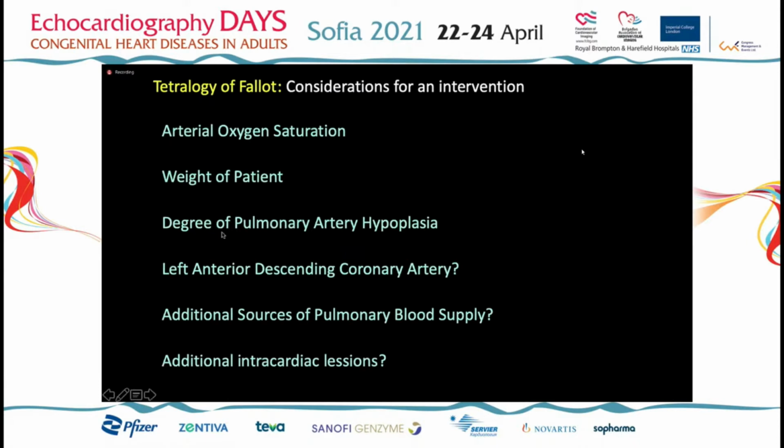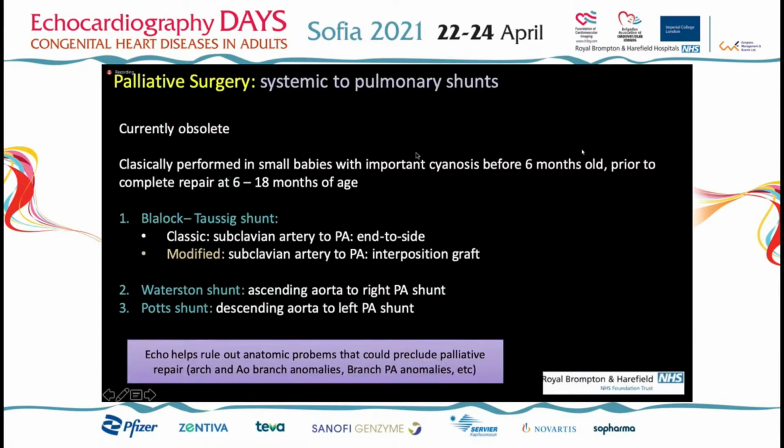Then we need to always assess the degree of pulmonary artery hypoplasia, and if there are anomalous coronary arteries, if there are additional sources of pulmonary blood supply, and if there are intracardiac lesions. Most of this can be assessed by echo, but we need to also put it in context with the clinical status of the child.